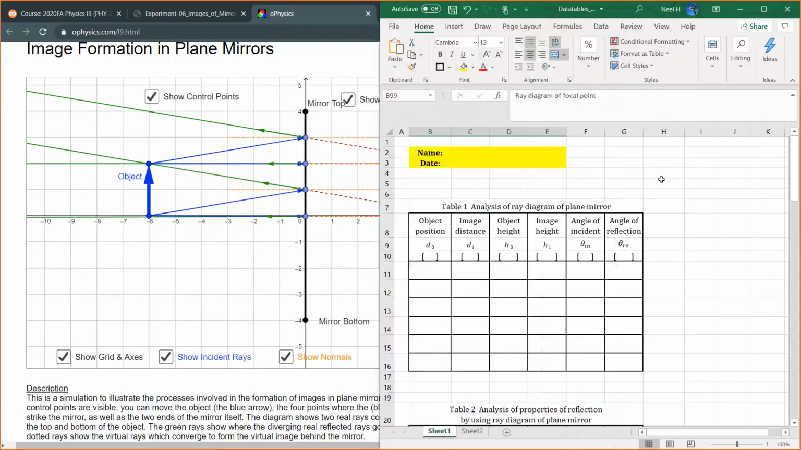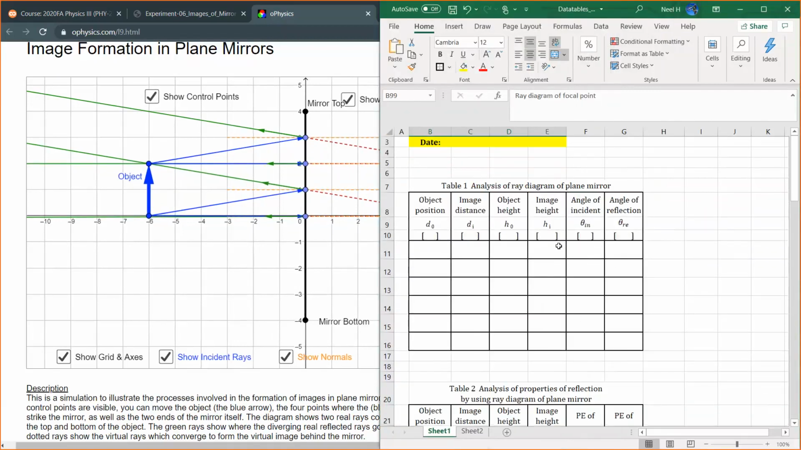And then we need to complete table number 1. To complete table number 1, all we have to do is change the object location and then measure the image distance. The object height we know is 2 squares, and then we have to check, as we change the object location, whether it's changing the image height or not. Okay, that's all. So let's do that.